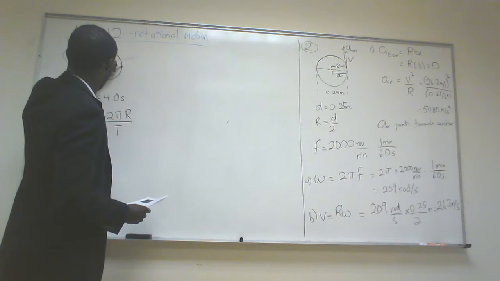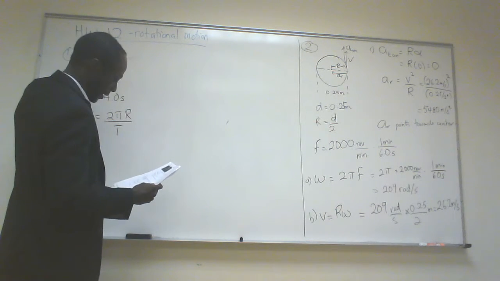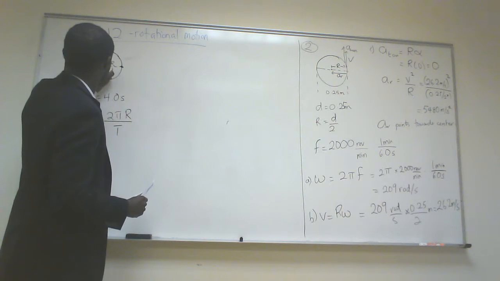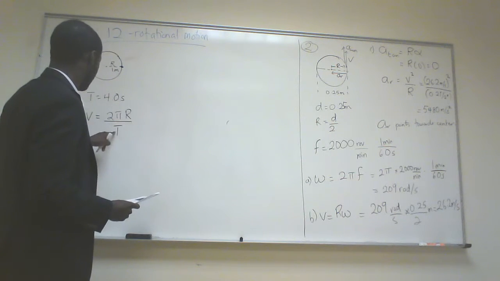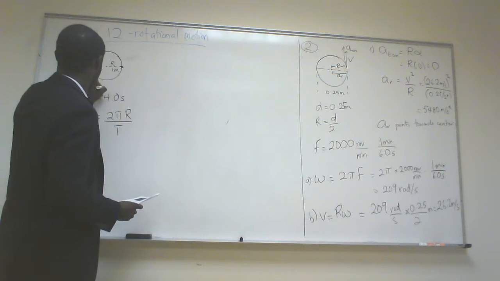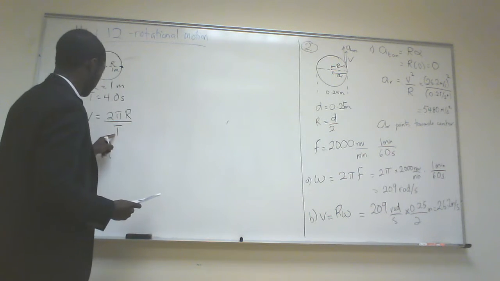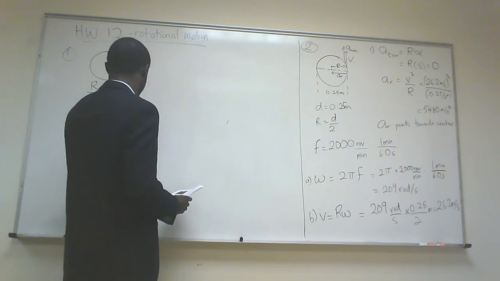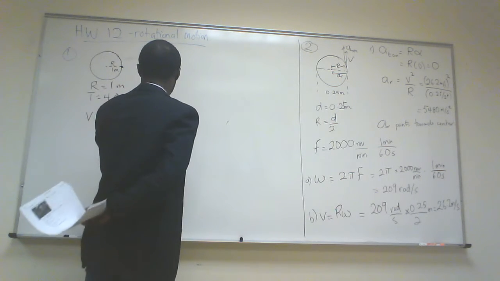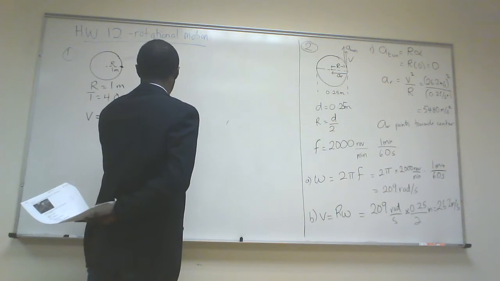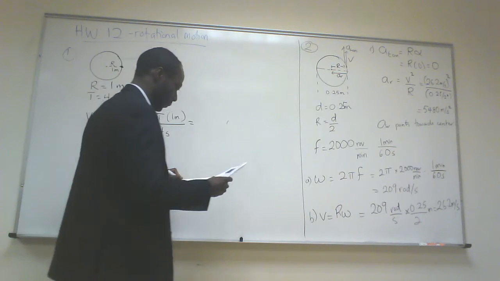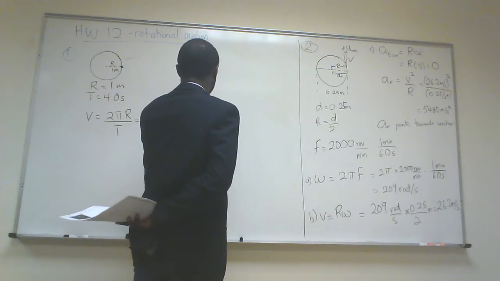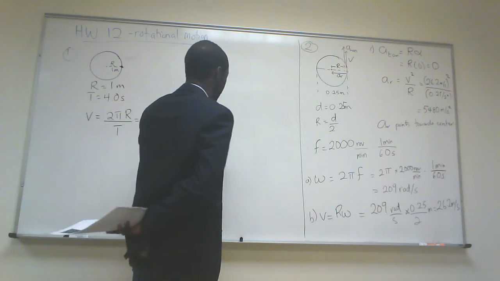So the distance between where the child sits and the center here is 1 meter. So our r is equal to 1 meter, our period is 4 seconds, so the linear speed will be equal to 2 pi times 1 meter divided by 4 seconds, which is equal to 1.57 meters per second.